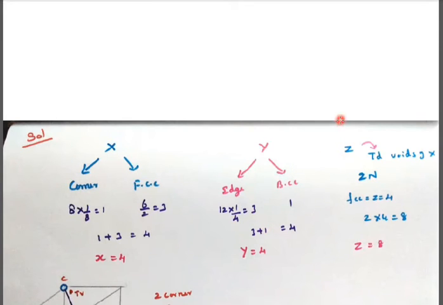Z is the tetrahedral void of X. The formula for tetrahedral voids is 2n. So here it is FCC. Please learn by heart that tetrahedral voids and octahedral voids always belong to FCC. So with the 2n formula, for FCC, n is equal to 4. So 2 into 4 is equal to 8. Z is equal to 8.